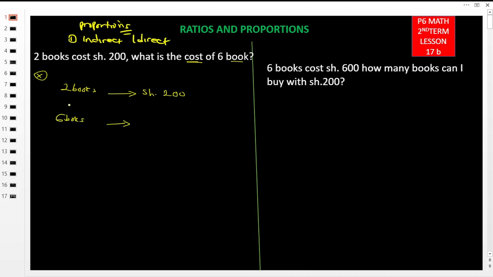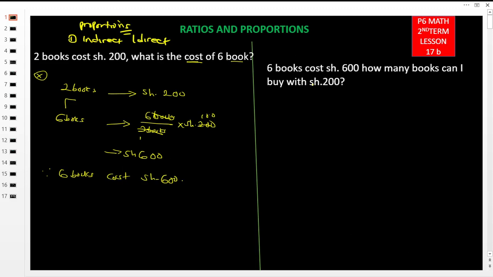Now how about the 6 books here? That's what I told you, we are using inverted L. So we start from down, this is 6 books, over we go up. Here what is up? That is 2 books. What is inside is times 200 shillings. So books will go with the books by 2, 1, then by 2. Here we get 100. 100 times 6, we get 600 shillings. Then you write that therefore 6 books cost 600 shillings.